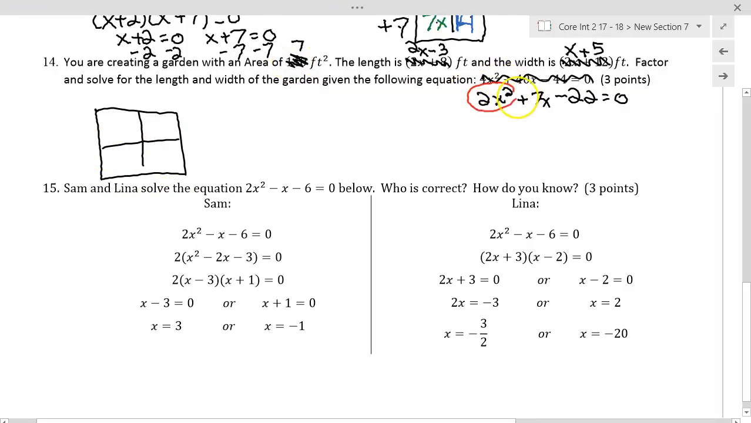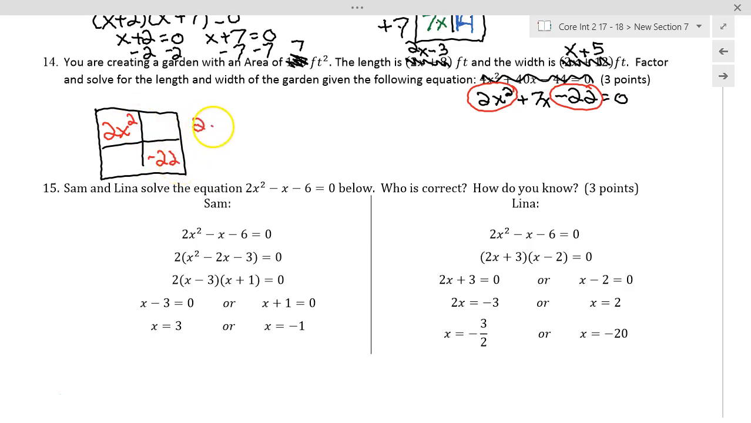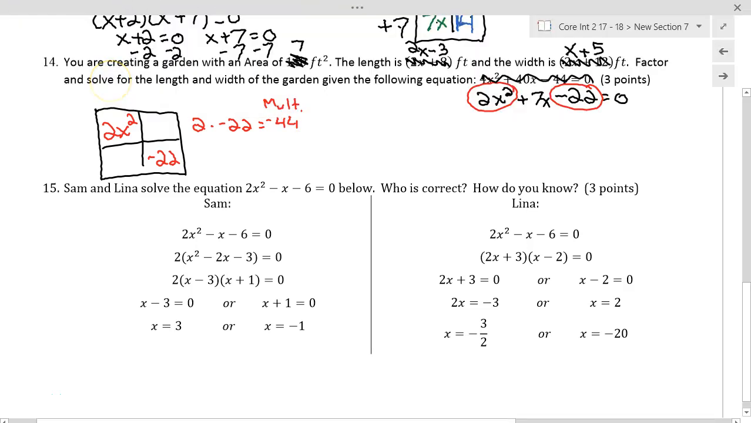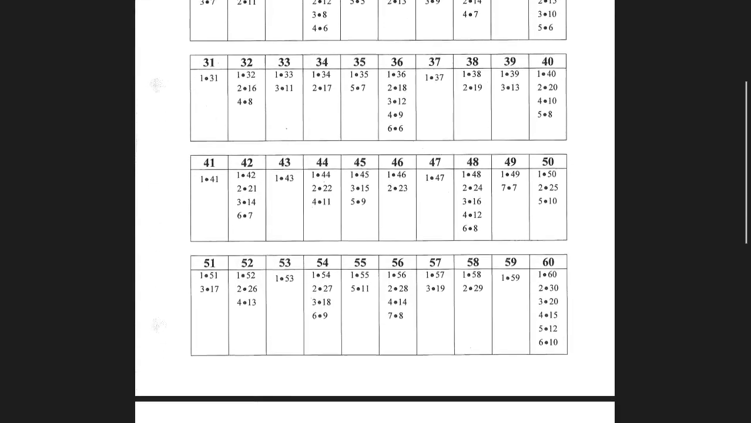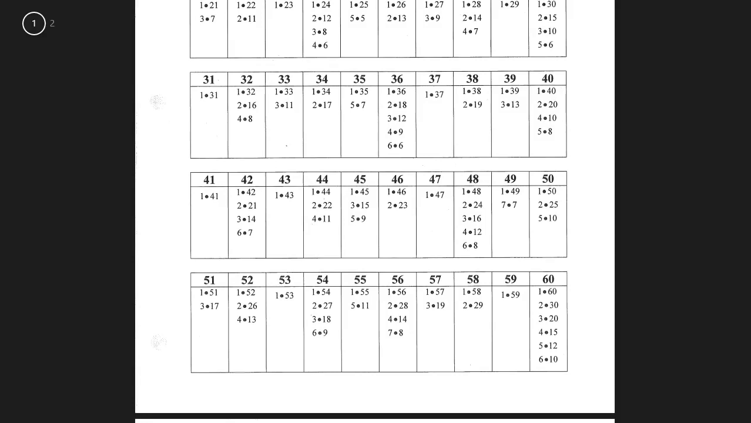I know my first and my last. So I have 2x squared and -22. So that's what I want to multiply to. 2 times -22 is -44. Then I need to add to 7. So again, I can look at my factor chart. I want to look at 44. Which of these will either add or subtract to 7?